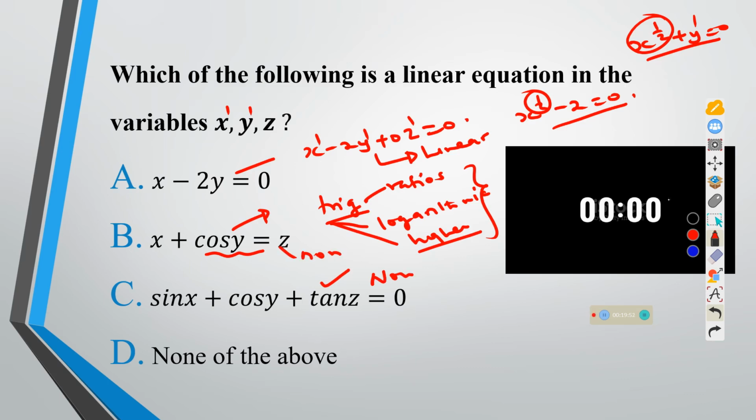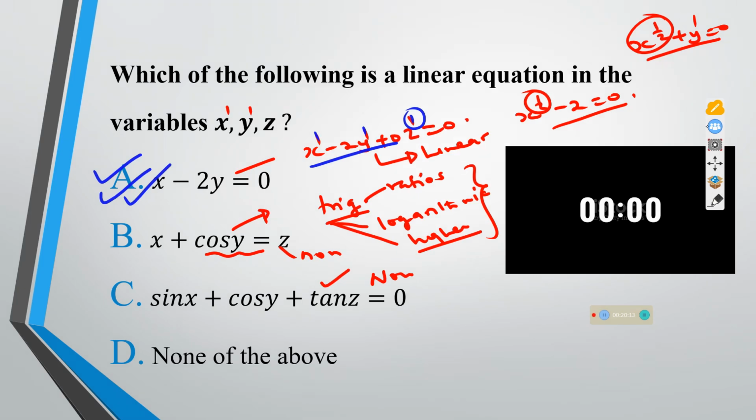So our answer for this case will be A, where we have x minus 2y equals 0, because it can be written as x minus 2y plus 0z equals 0. The powers for x, y, and z are all 1, and for that case, this qualifies to be the answer. So we shall have that answered.